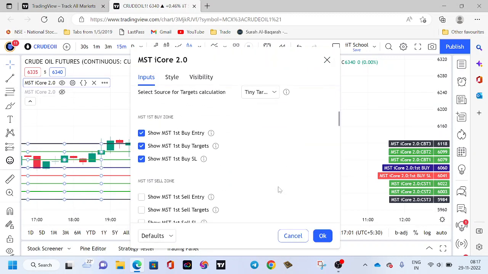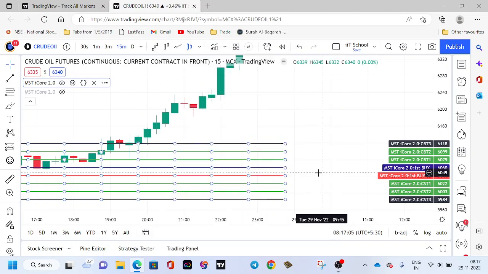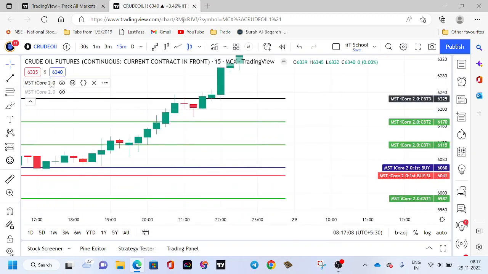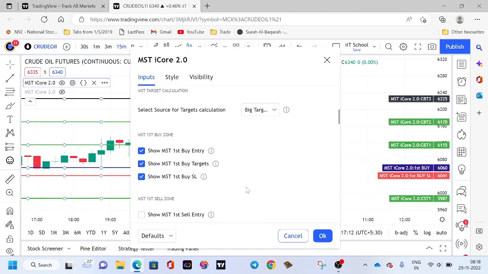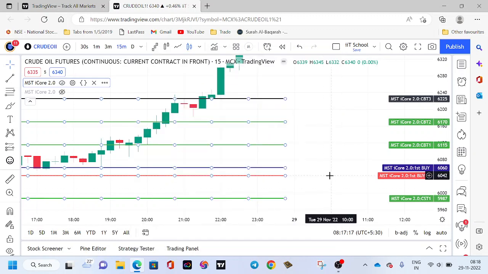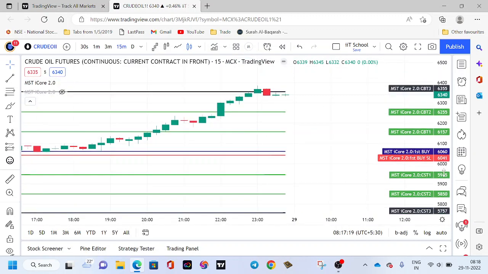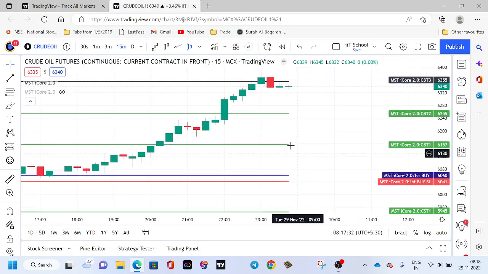Come here in the target, you can keep normal targets or big targets, or you can keep big two targets also. In the big two target, all the three targets have been hit perfectly. So from 6060 to 6355, around 300 points, 255 points perfectly we got the profit.